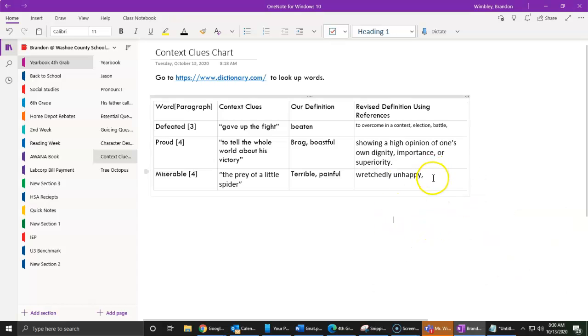And so that, guys, is how we use context clues to figure out what a word means. And then we can also use a dictionary to check it as well. Now, good job. And remember, we want to use these adjectives when we're writing our own story.